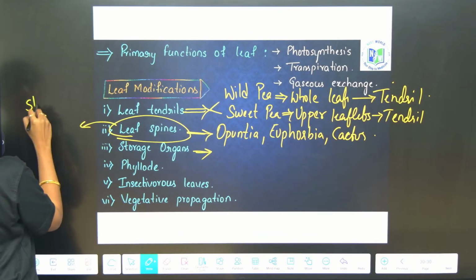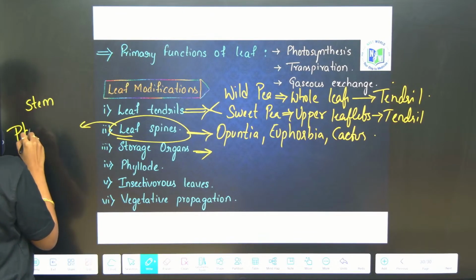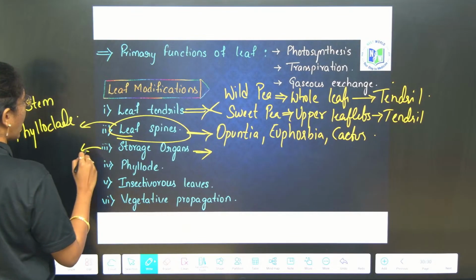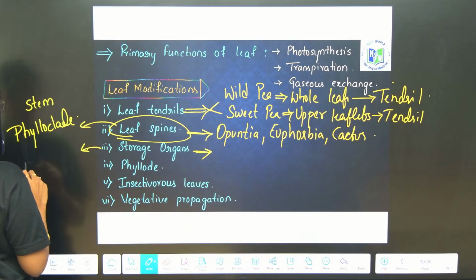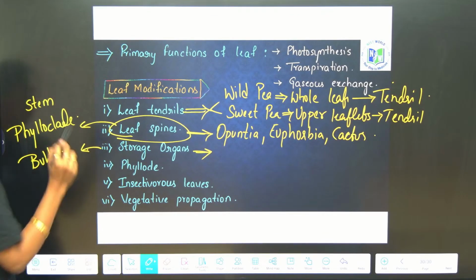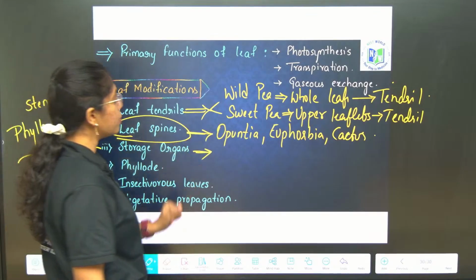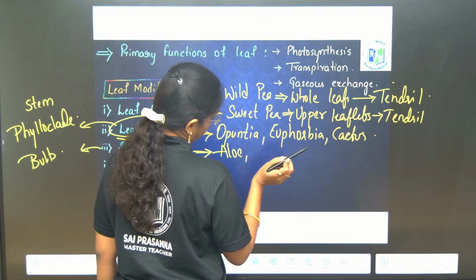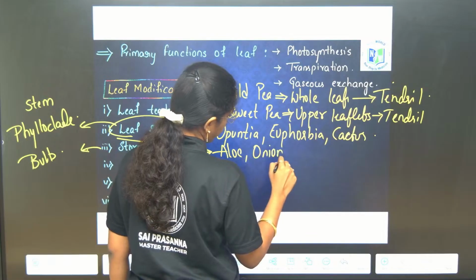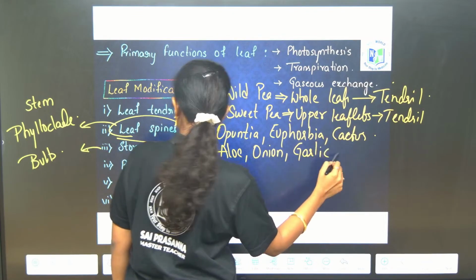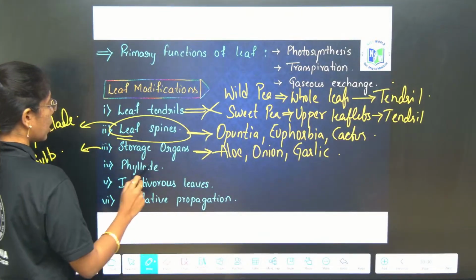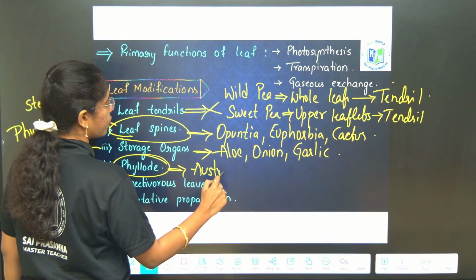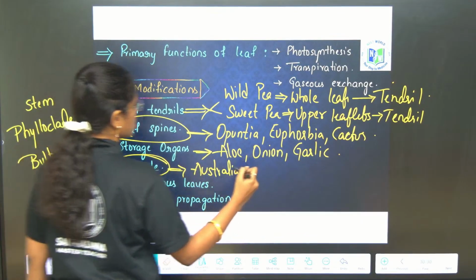Here stem modification is phylloclade. Okay. Storage organs parallel stem modification is what? Underground stem modification, that is bulb. Okay. And here concentric scaly leaves are present, storage organs. Examples are aloe, onion, garlic. Phylloid leaf modification is Australian acacia, wherein the petiole is conducting photosynthesis.